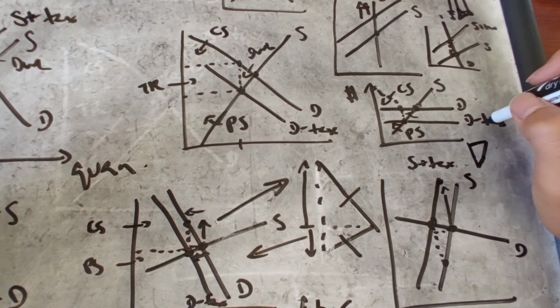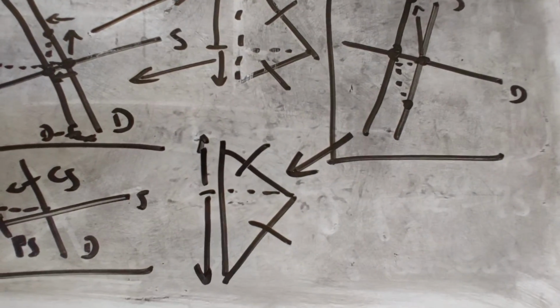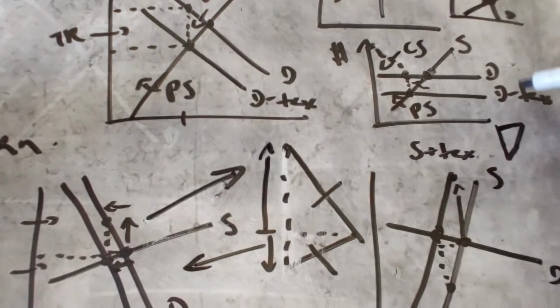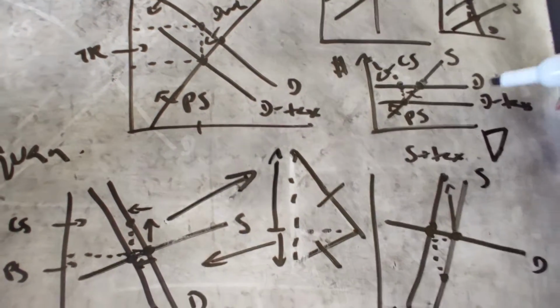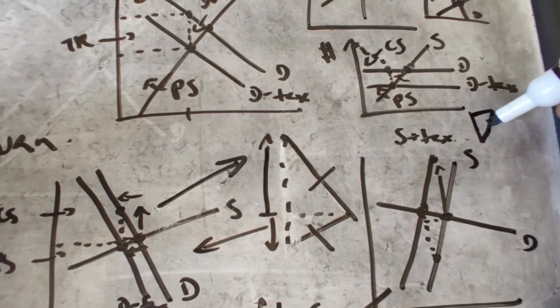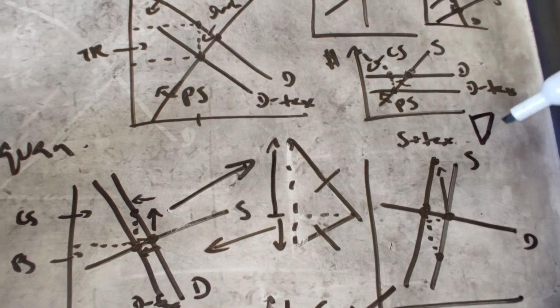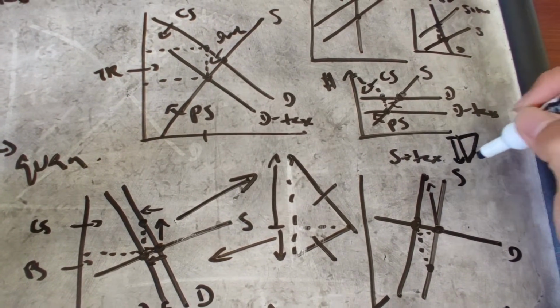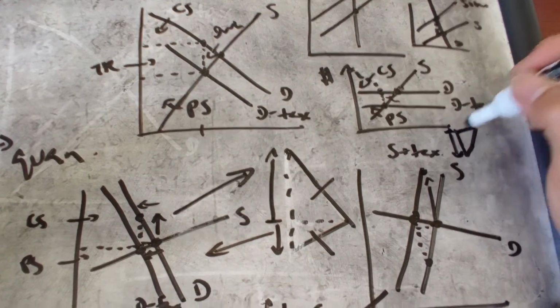So as you can see over here, the more elastic the demand curve is, the less the buyer has to pay. So as you can see here, if the demand is super elastic, that means that the producer would have to pay for all of the taxes, and that's shown right here because there's barely any for the consumer.